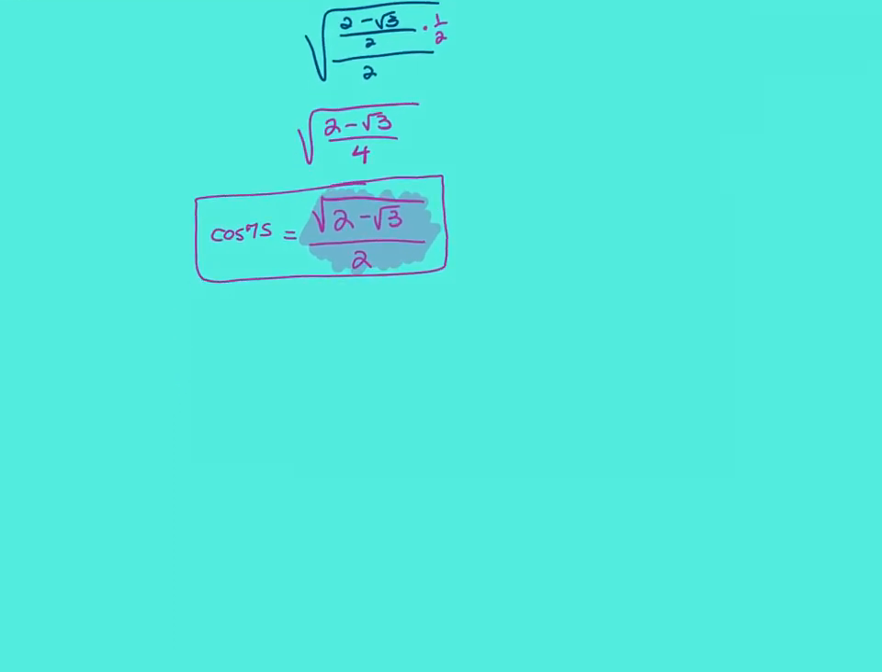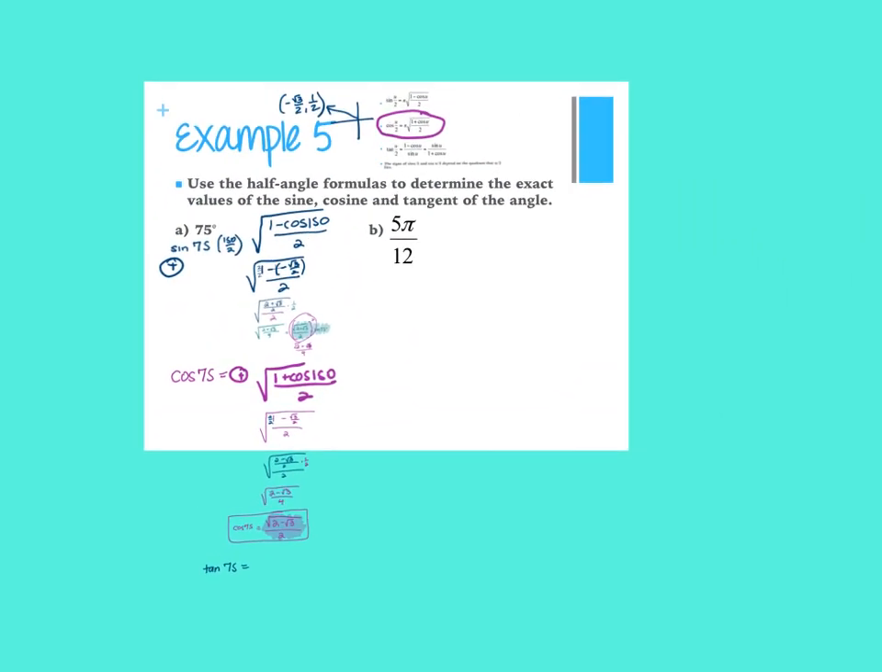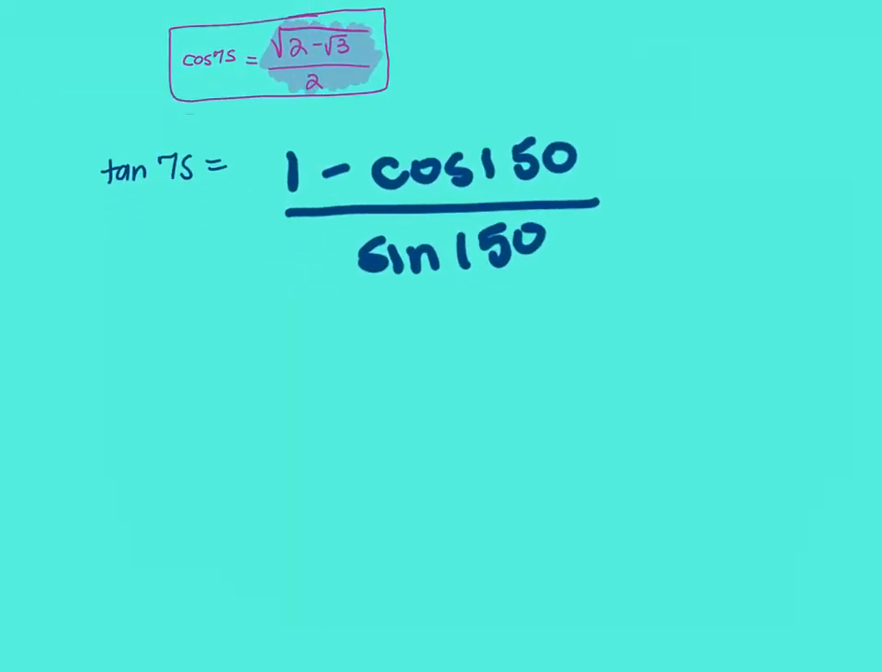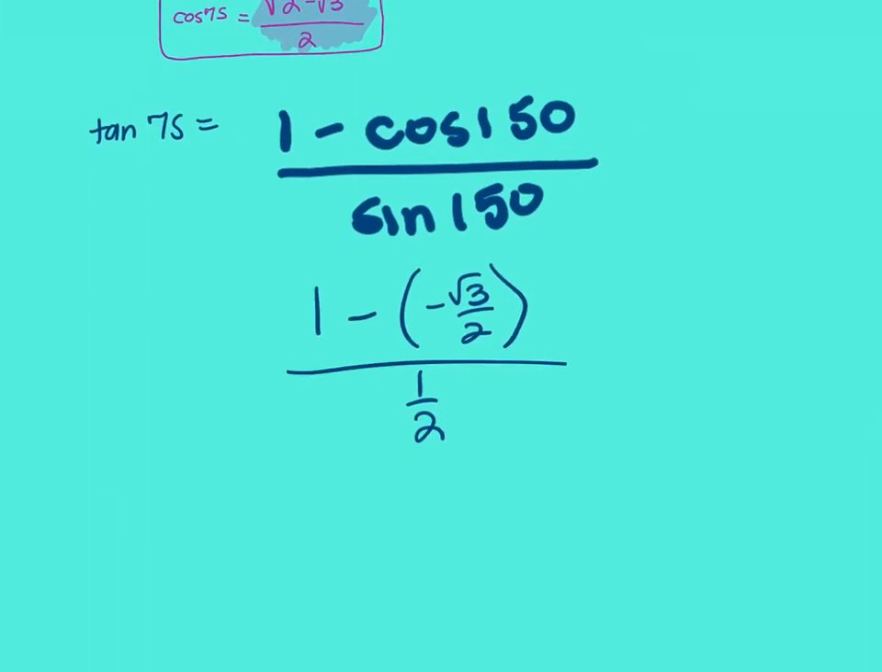Okay, and then the last one is tangent. So tangent of 75. Go back to your tangent formula, which is 1 minus cosine over sine, or sine over 1 plus cosine, and it doesn't matter which one you pick. So I'm just going to pick the first one: 1 minus cosine 150 over the sine of 150. So 1 minus a negative root 3 over 2, over a positive 1/2, because that's what the sine is there.